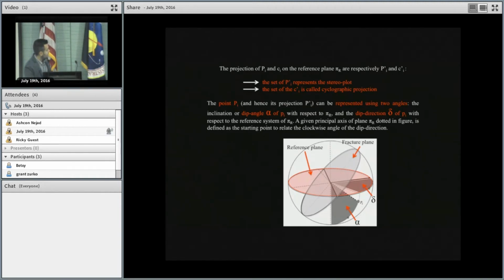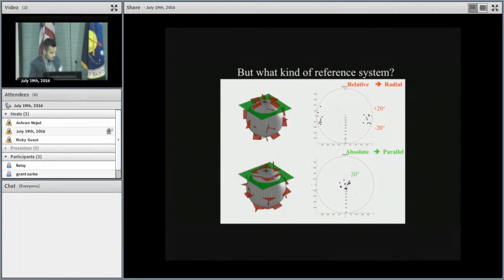In addition, the point P1 right here, Pi right here, can be represented using two angles, like the dip angle alpha and the dip direction delta of Pi. That's another way to have the orientation of this distribution. So once we talk about this, we have to take into account what kind of reference system we are using.